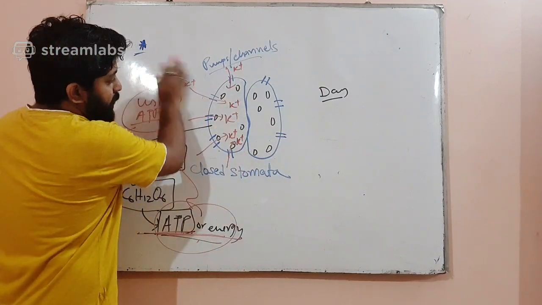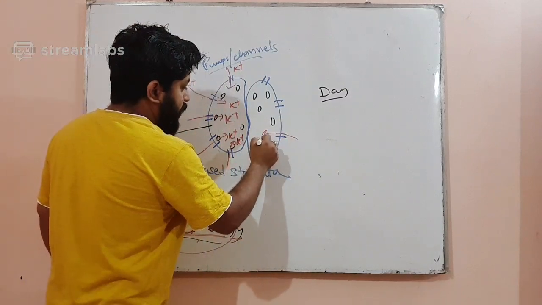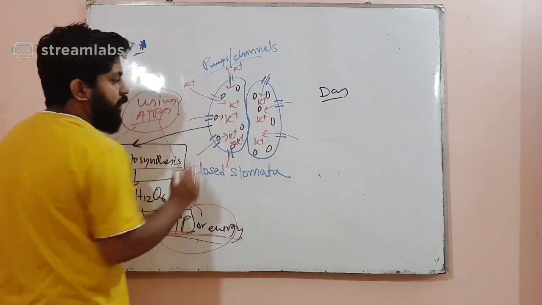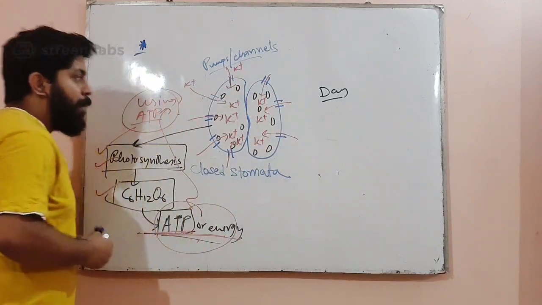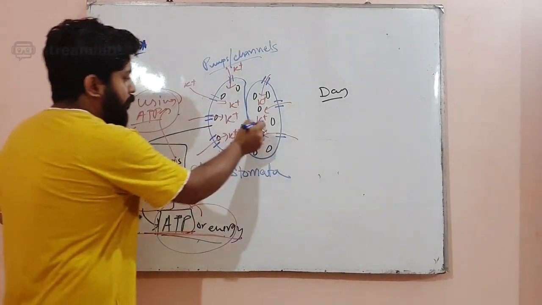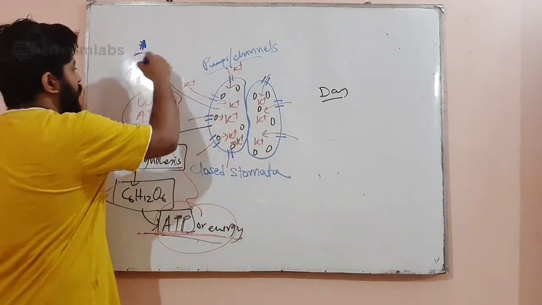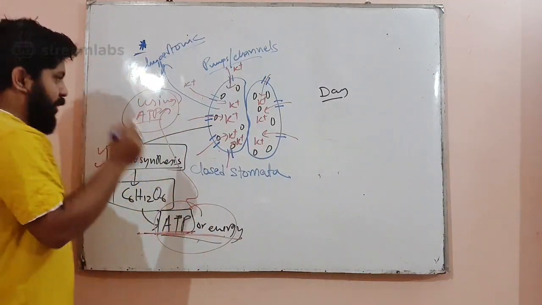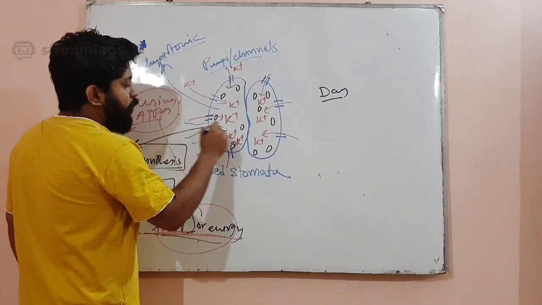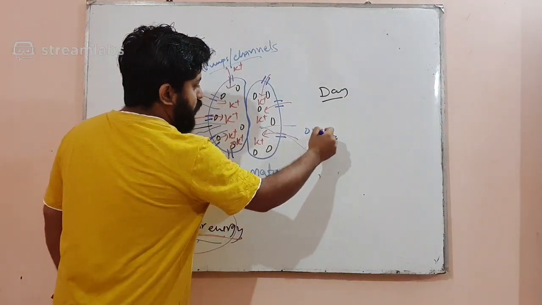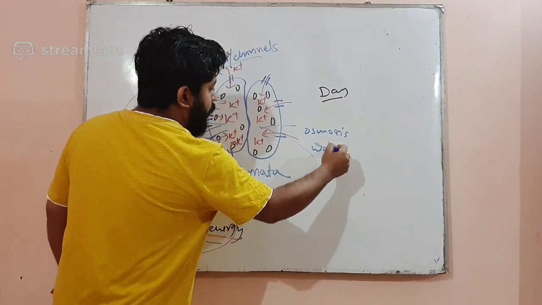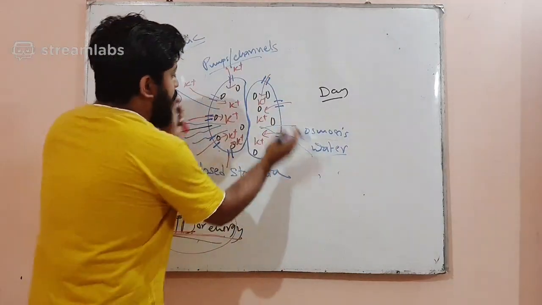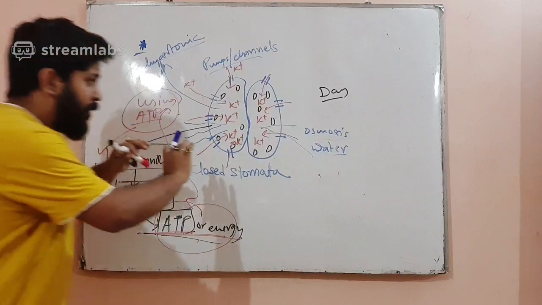तो K+ आयन अंदर घुस गया. अब क्या हो गया? यहाँ पे कॉन्सेंट्रेशन बढ़ गया, तो इसकी वजह से क्या होगा? अब पानी अंदर घुसेगा. Because if you remember the concept of hypertonic and hypotonic, it became hypertonic now. And because it became hypertonic, then due to the process of osmosis what will happen? Water will enter. What will enter? Water will enter inside. And when water will enter inside, the stomata will open.